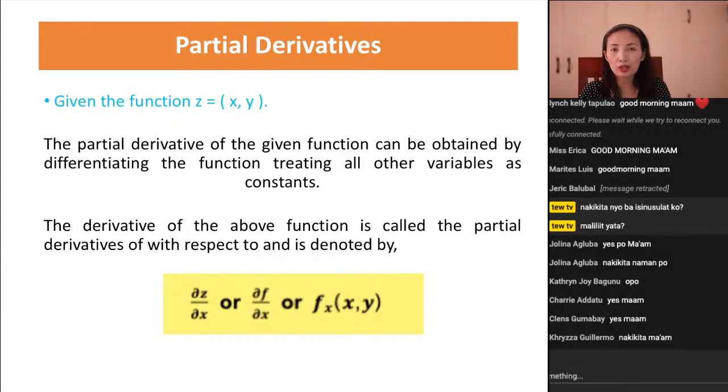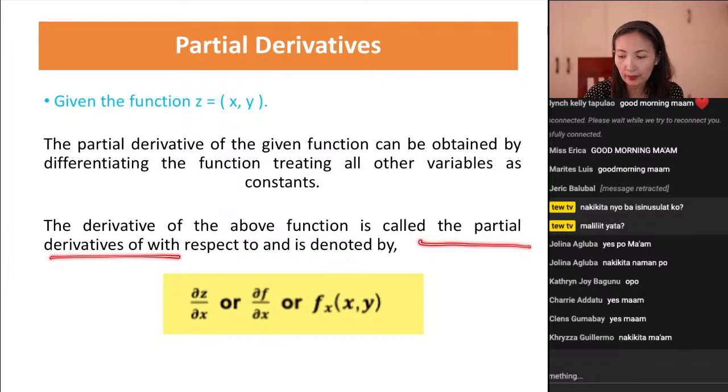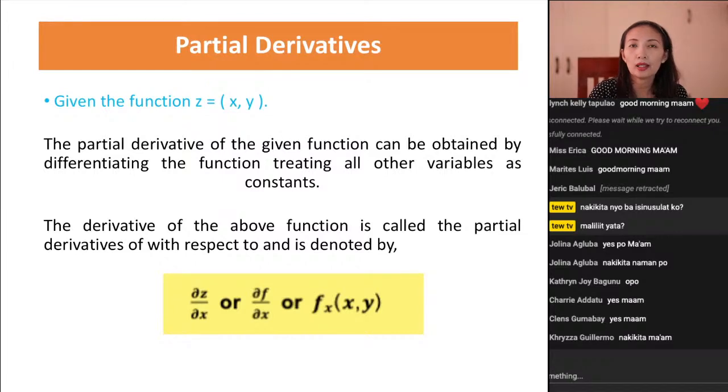So if we have a function which is expressed in terms of two variables x and y, like z in terms of the variables x and y, the derivative is called partial if we take only the derivative with respect to x or with respect to y. If we are differentiating with respect to x, treat all other variables as constants. In like manner, when we are differentiating with respect to y, treat all other variables as constants. This is rather easy also.